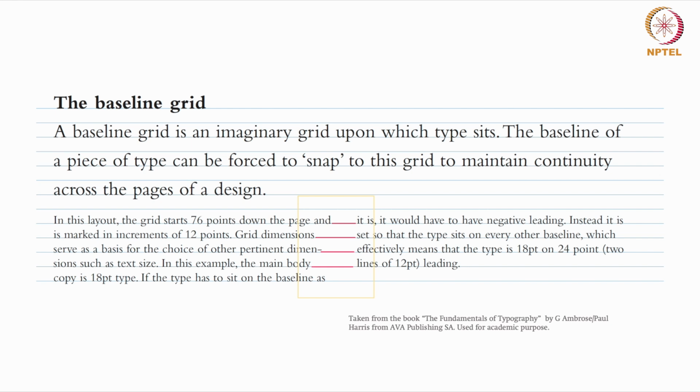Now the baseline grid. So baseline grid basically starts with the baseline. These lines which are visible on the screen, here you can see, right? So literally it is the baseline from where it starts. So all letters sit upon this baseline, and this will be followed across the pages and across the layout.